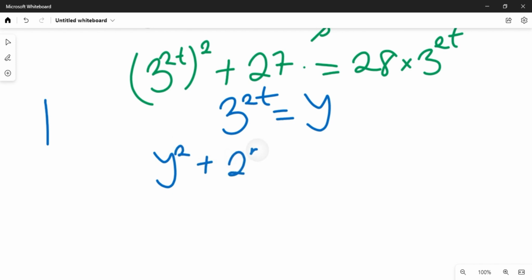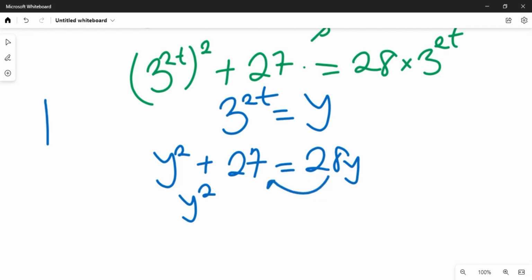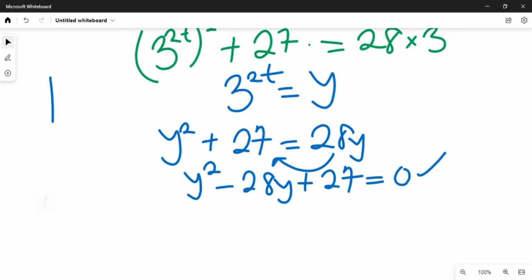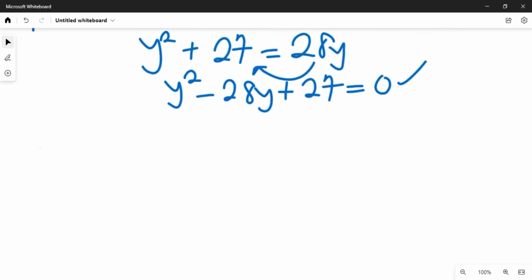plus 27 equal to 228y. So if we collect like terms, we're going to have our y squared. This will cross over here to give us minus 228y plus 27, and that will give us equal to 0. So this is a quadratic equation that is required to be solved quadratically to find the values of y.